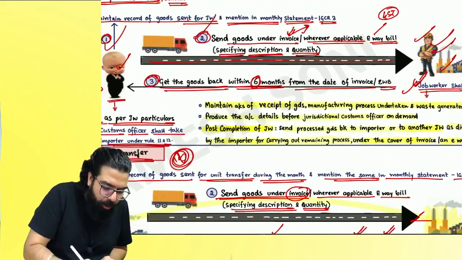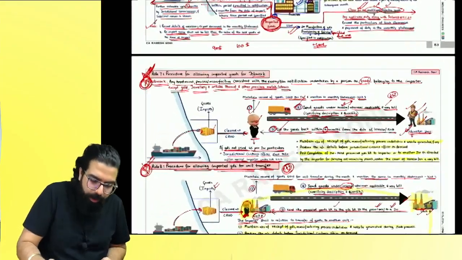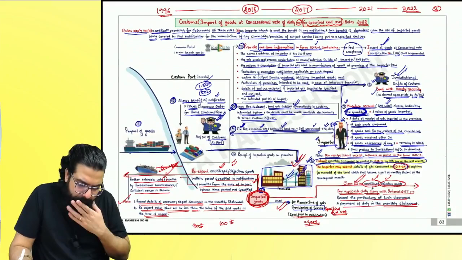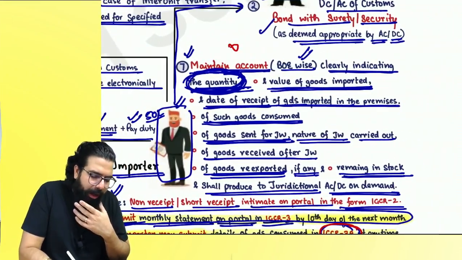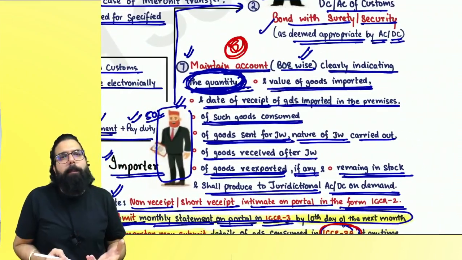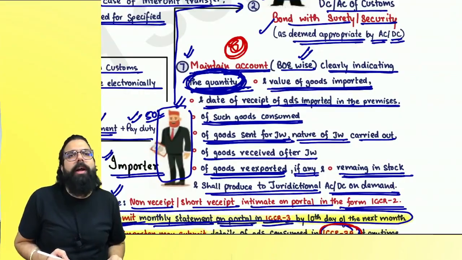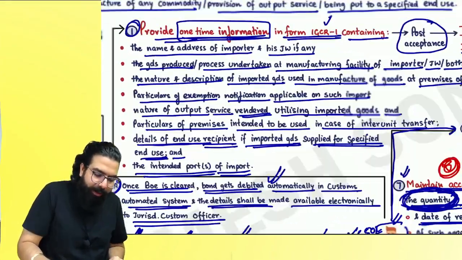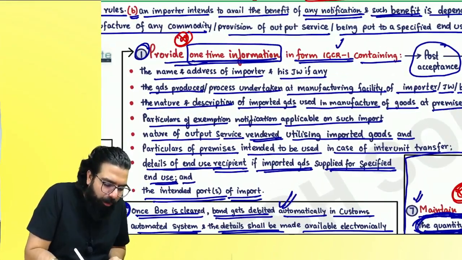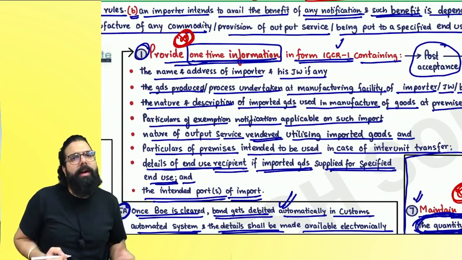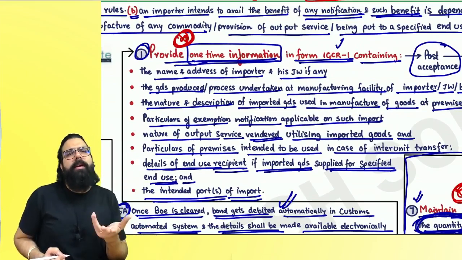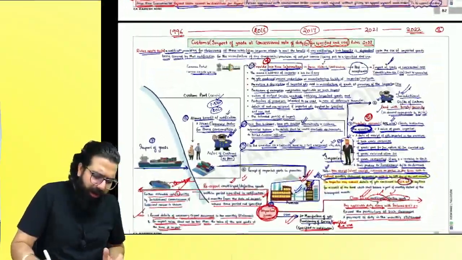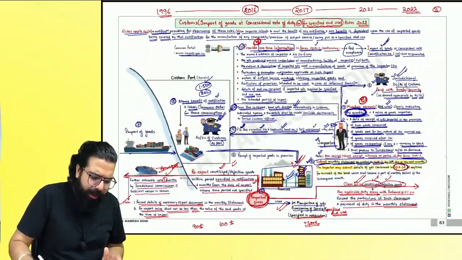People, I have told you 1, 2, and 3. And then they can ask what are the accounts to be maintained by a person when he is importing at concessional rate of duty. They can also ask what is the one-time information that is to be provided when you are importing at concessional rate of duty. These are some of the questions which they can ask.